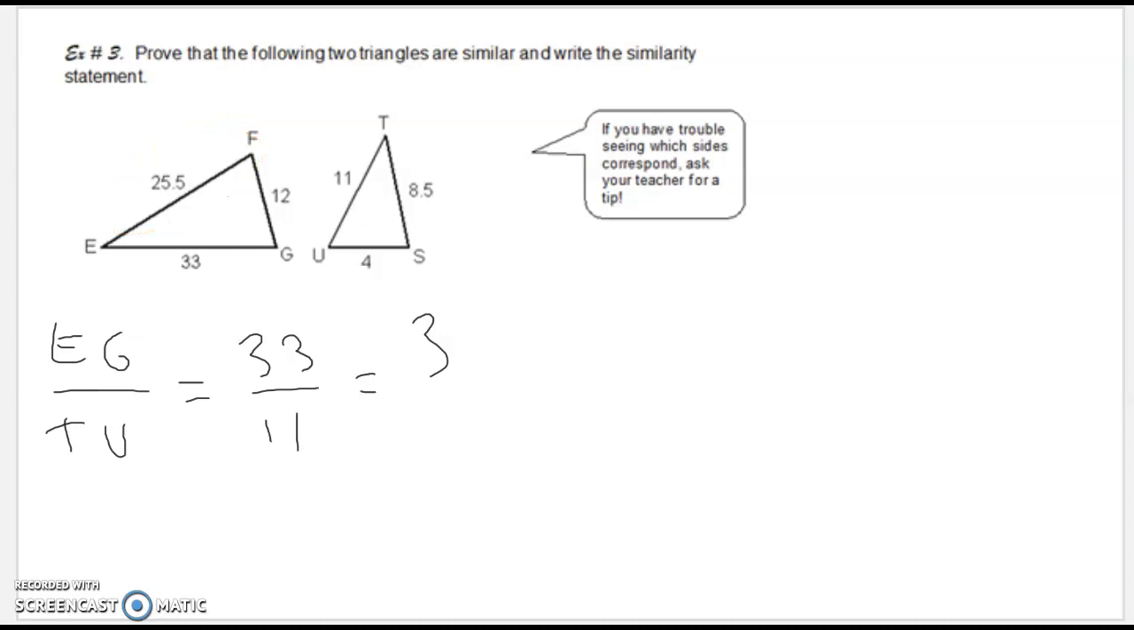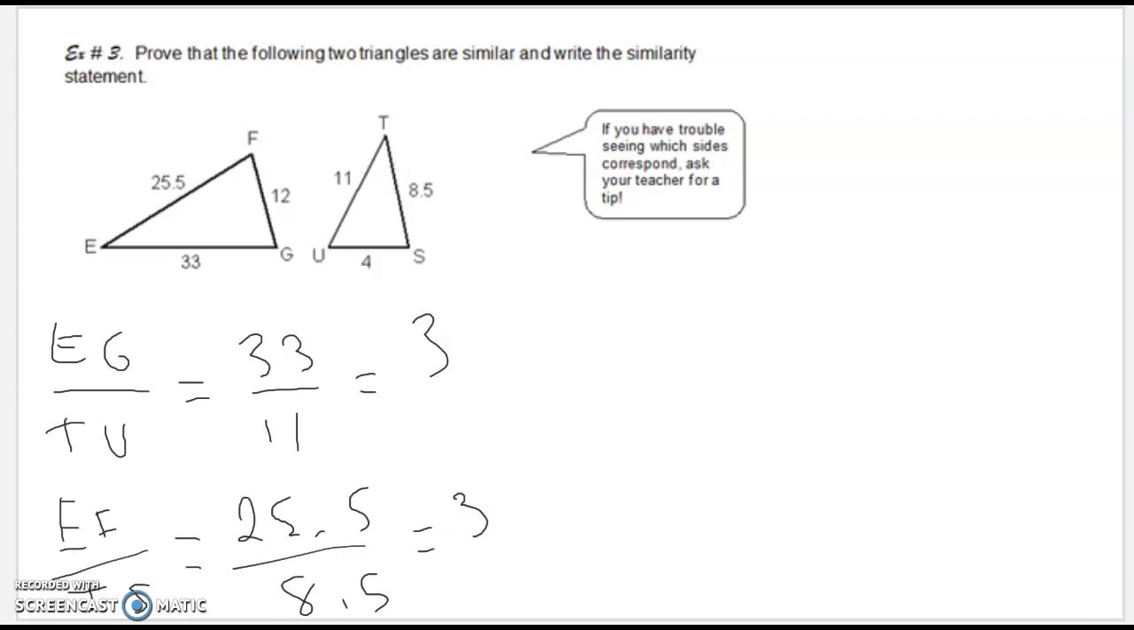So I'm going to write E to F, and E to F, the second biggest one on this triangle, is T to S, so I will write T to S, and we have E to F is 25.5, and T to S is 8.5. In your calculator, 25.5 divided by 8.5 gives you 3.